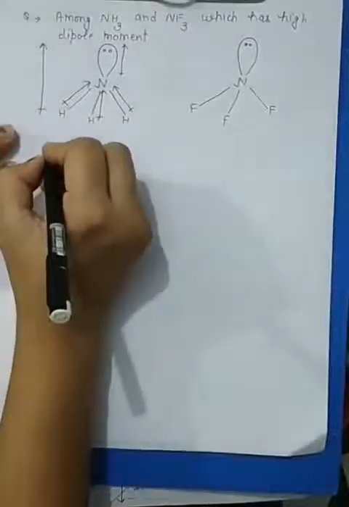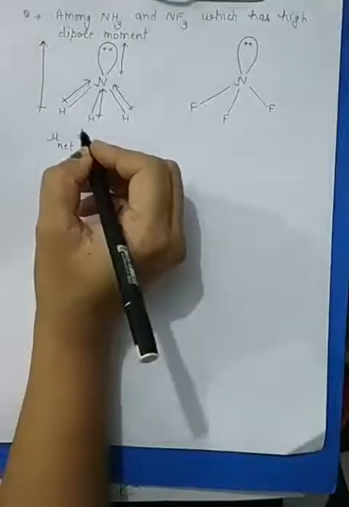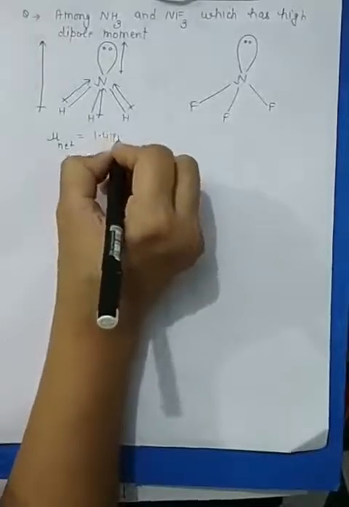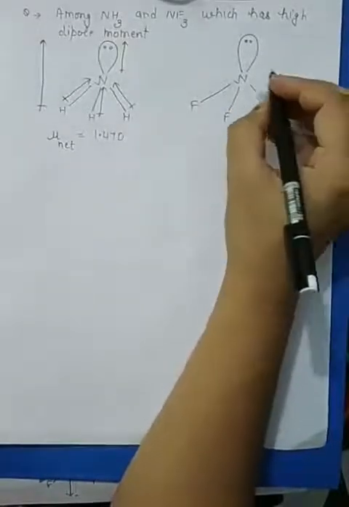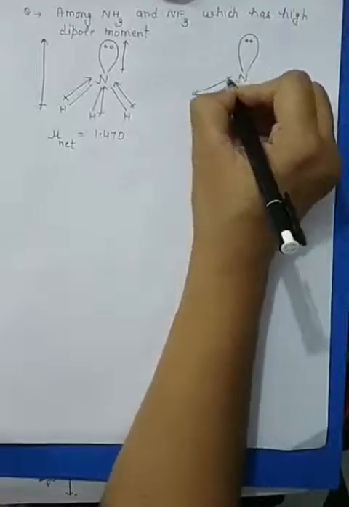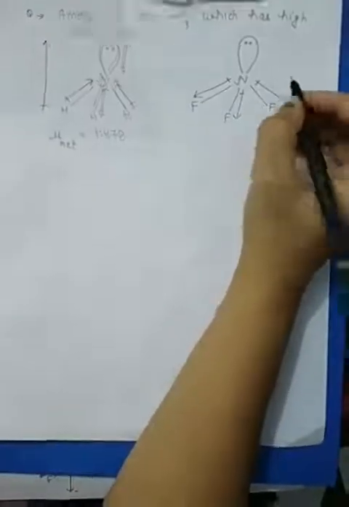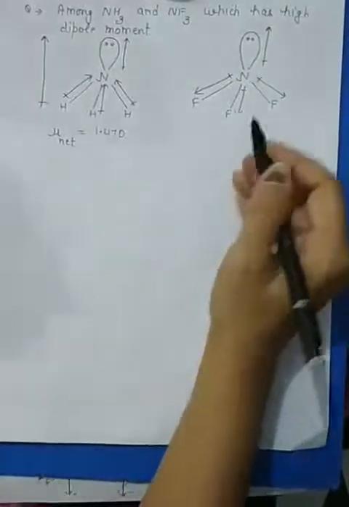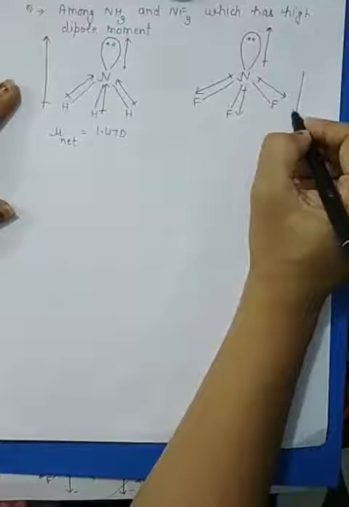It means it has some value of dipole moment, and if we calculate, it is 1.47 D. Now in the case of NF3, here fluorine is more electronegative than nitrogen, so the dipole direction is downward, and that of the lone pair is in the upward direction. The resultant of these three bonds is also in the downward direction.